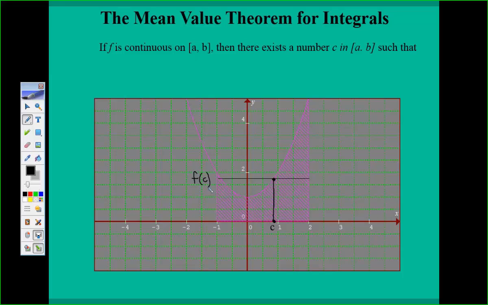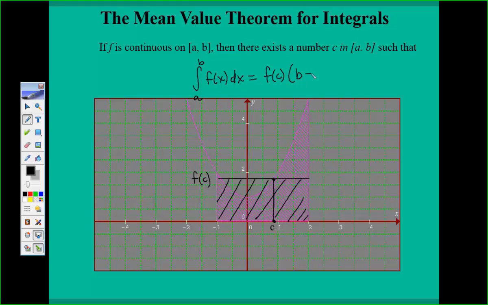f of c. What this means is that the area under this rectangle here would be equivalent to the area under the curve. And that's what this is saying. The area under the curve of the function equals the average value times the length of the interval. Well, this is f of c right here. That's the height of the rectangle. And this here is our b minus a.